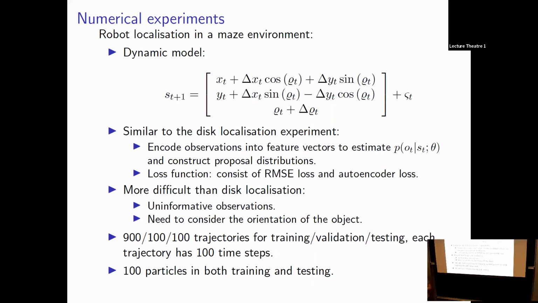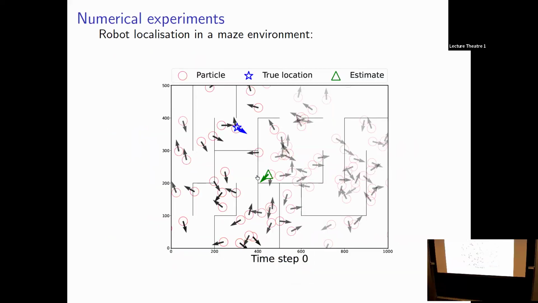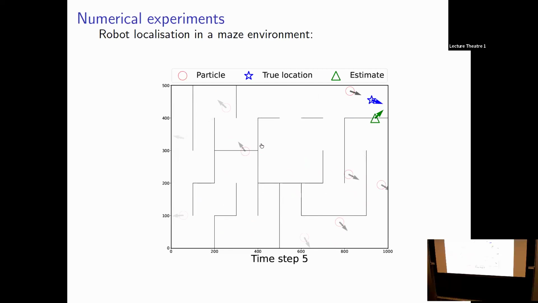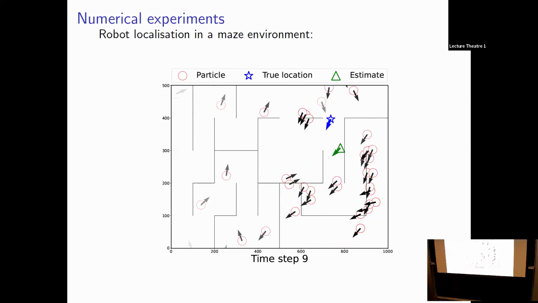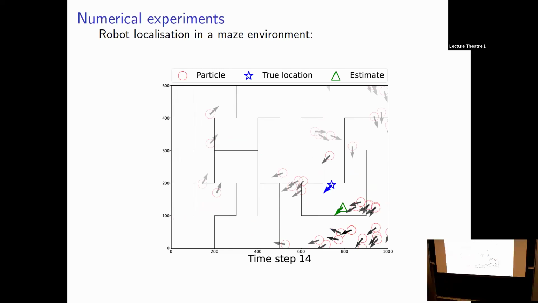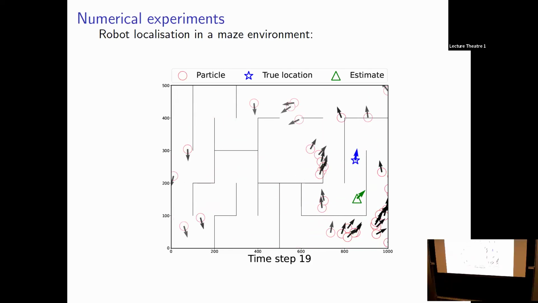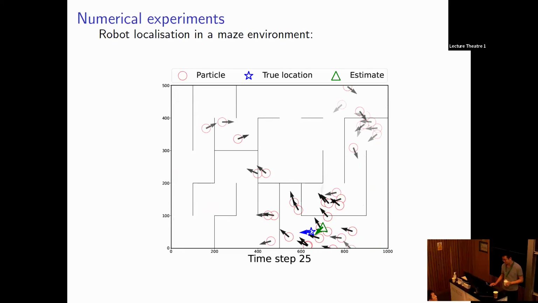Those are the dynamic model and the training criterion: 900 trajectories, 100 for validation and 100 for testing, with 100 particles in both training and testing. In this simulation, you start from a number of particles without knowing the ground truth location. After a while, the particles start to converge towards the true location, and that is what makes us happy.